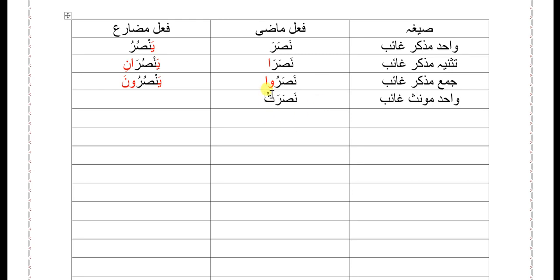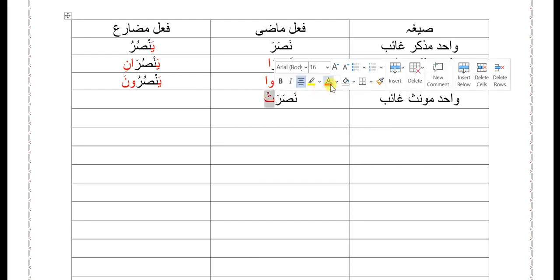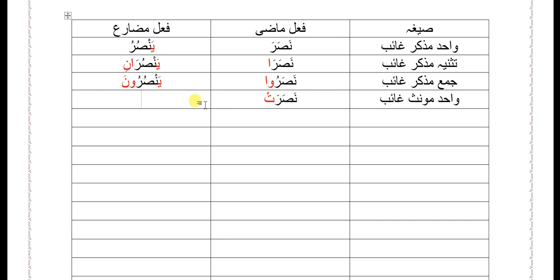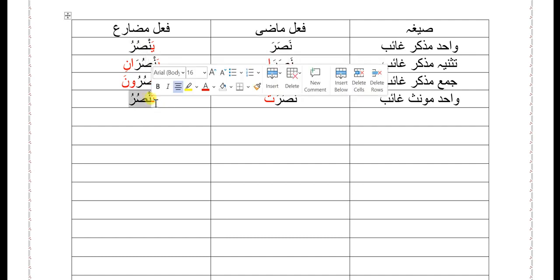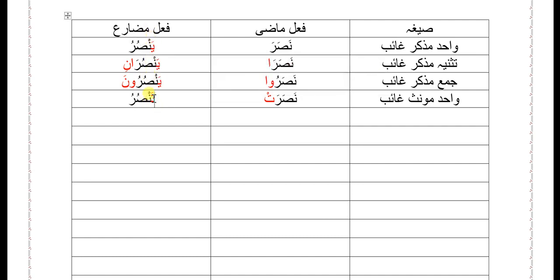Nasarat. Why I am creating this sega, and I am not pausing the video and I can just get it ready and then show you, but it is not good. I am writing in front of you so you can understand each sega and how they are created. Nasarat, this is the sign of wahid muannas in mazi. In jama, in muzare, instead of yansuru, now we are adding tansuru, because in wahid muannas gaib, instead of ya we add ta. So now yansuru and tansuru seem the same, just a difference of the sign of muzare, that is ya and ta.